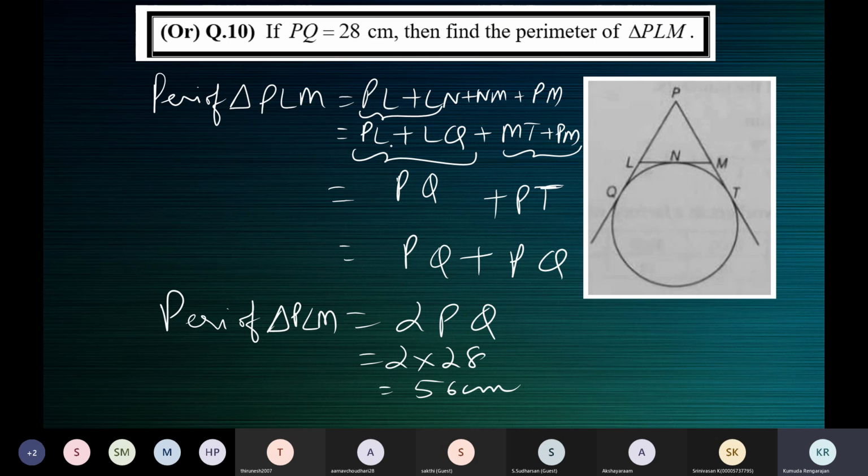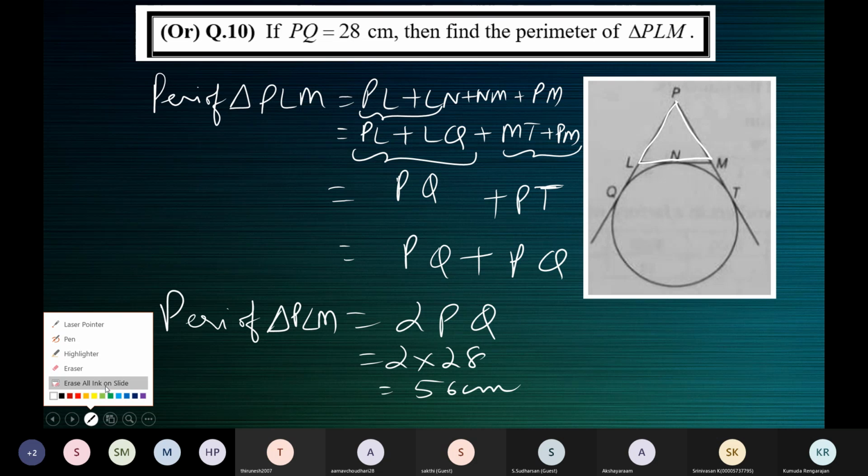So you'll wonder how we got 4 sides for one triangle. See, the perimeter is PL plus LN plus NM plus PM. Very good. You might have learned this in school, and we have also done this in the class here. If you've forgotten and you want to write it down, take a screenshot, children. We need to go to the next one.